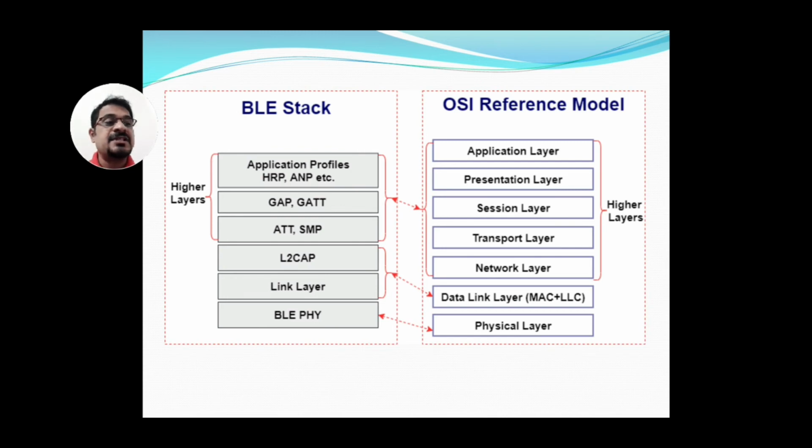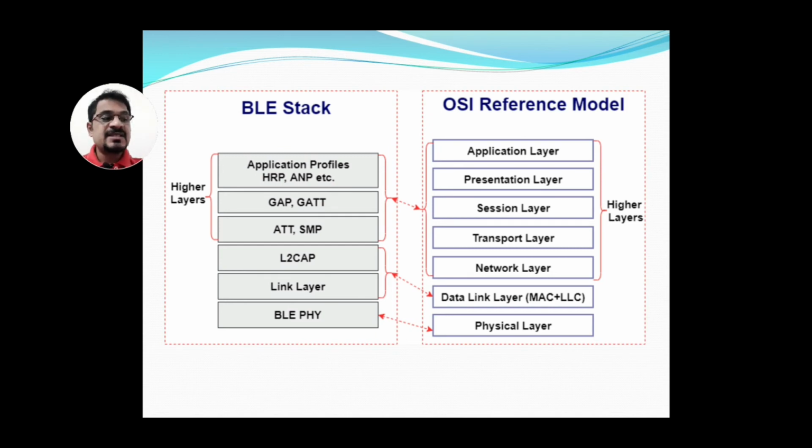So the first one is ATT. It is an attribute protocol, so we can create our own attributes for our application. That is the attribute protocol ATT. And then GATT, the generic attribute protocol. This is also in general generics, whatever is there is going to be listed.